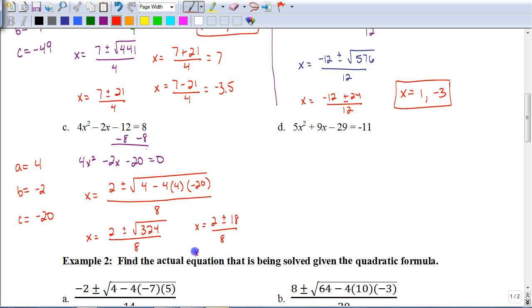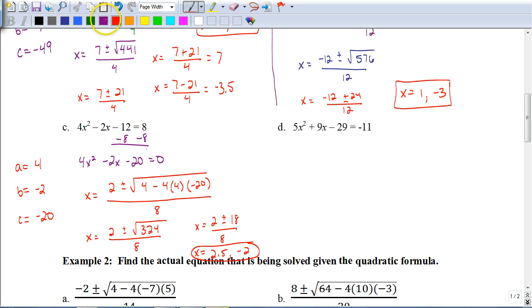So when you do that, 2 plus 18 is 20. 20 divided by 8 will be a decimal. That's going to be 2.5. 2 minus 18 is negative 16. Negative 16 divided by 8 is negative 2. So there's your answer for C.